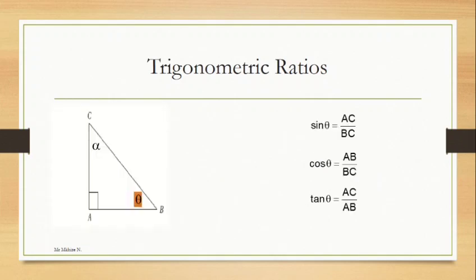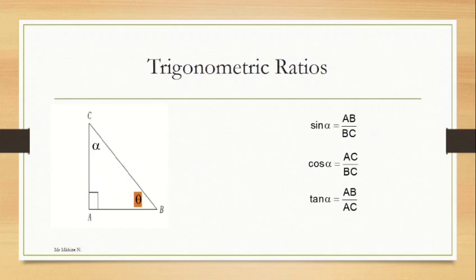So if you take this into triangles, you can see how this could be applied to triangles. So we are saying that sine theta, which we said is opposite, so this is the opposite side, which is AC, as you can see here. And then over the hypotenuse side, that is opposite to the right angle, which is BC. And you can do the same for the other two trig ratios.